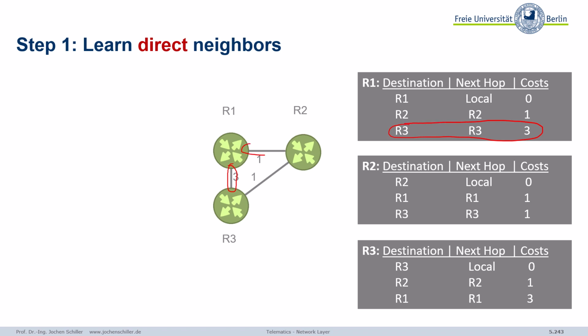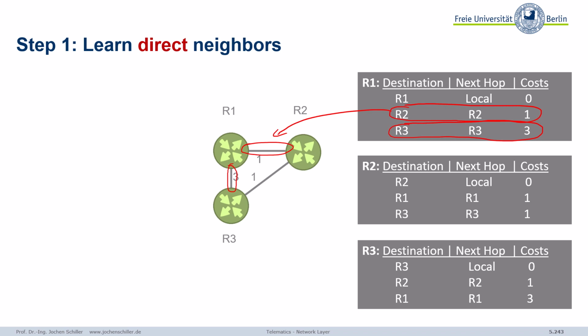And I learn router 2, the cost is 1. So that's exactly what I learn directly from my neighbors. And the same happens for all the other routers. They learn from their direct one-hop neighbors. Okay? So very simple. And in this situation, R1 thinks that if I have to send something in the direction of router 3, the cost is 3, there's no other way, and that's the optimum.